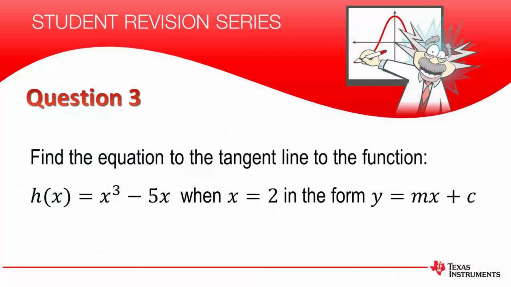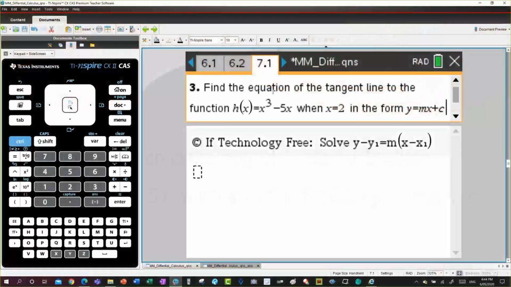Now we want to find the equation of the tangent line to the function h of x equals x cubed minus 5x when x equals 2. And we've got a form we're going to give it in, y equals mx plus c. Now, if this was a technology-free question, we'd be solving this equation, y minus y1 equals m(x minus x1), and we'd put in the gradient, the derivative there, and substitute in the point. So we could do that if we really wanted to, but we're not going to do that.